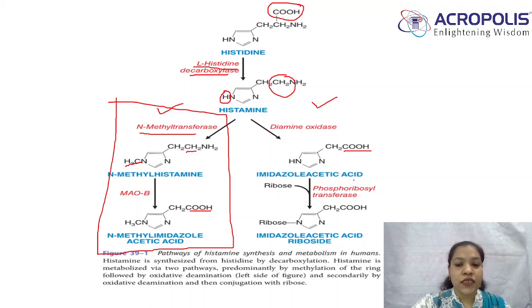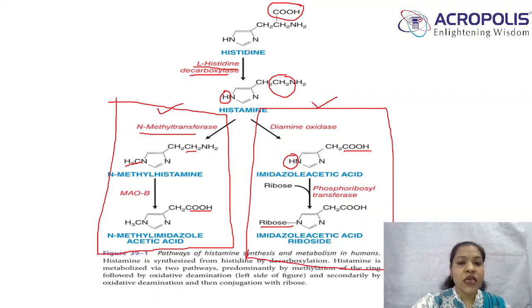This imidazole acetic acid, again in the presence of phosphoribosyl transferase, would transfer the ribose group. Where would it transfer the ribose group? To this nitrogen. So in place of this hydrogen, here we can see the ribose group. So this whole pathway is oxidation. Here we can see this is the synthesis of histamine, which is synthesized from histidine, and these two are the degradation pathways. First is methylation and second is oxidation.